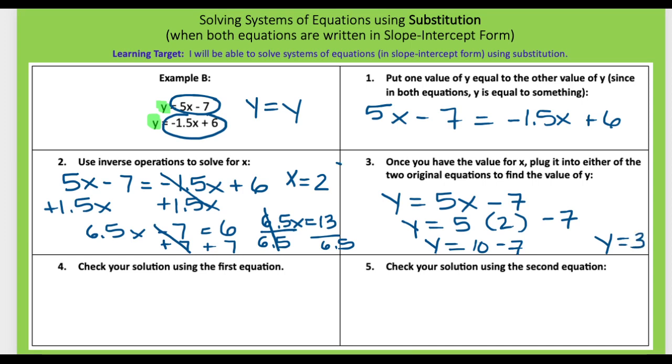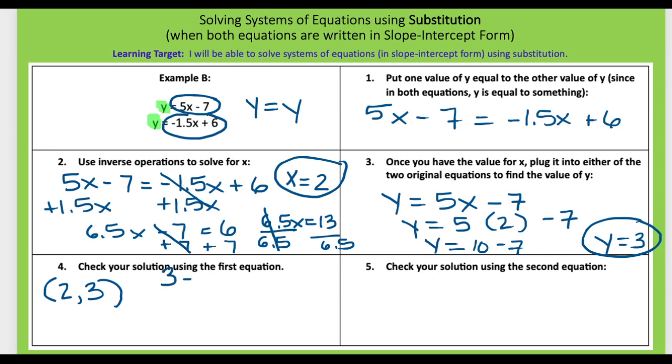So I got x equals 2 and y equals 3. But remember, the solution to a system of equations is a point. So I need to write that solution as an ordered pair. So I'm going to write it as 2, 3. And now I'm going to check my answer by plugging it back into both equations.